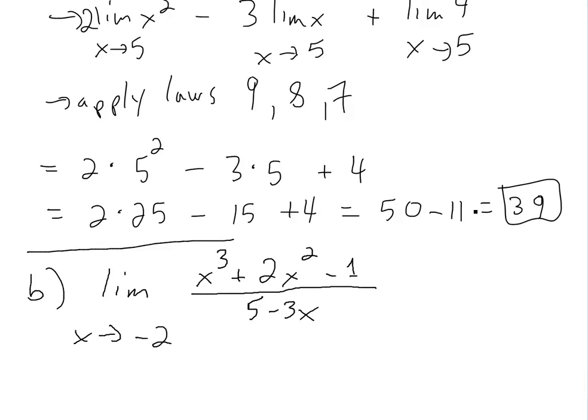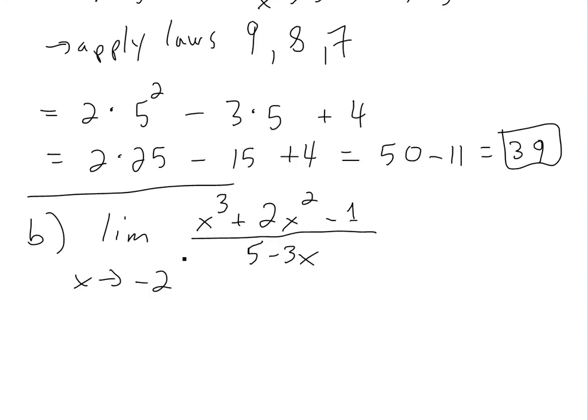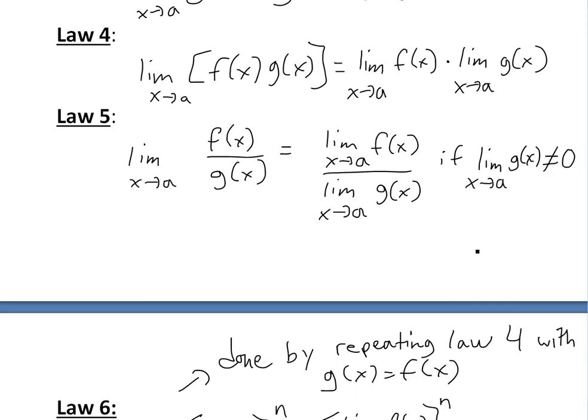So this was pretty straightforward, 39. Now, let's go to the second example here. Basically, the limit as x approaches negative 2 of this quotient: x cubed plus 2x squared minus 1 divided by 5 minus 3x. First thing we could do is apply the quotient law, or law 5. The reason we're doing that is so we could separate these two different kinds of functions by putting the limit on top and bottom here.